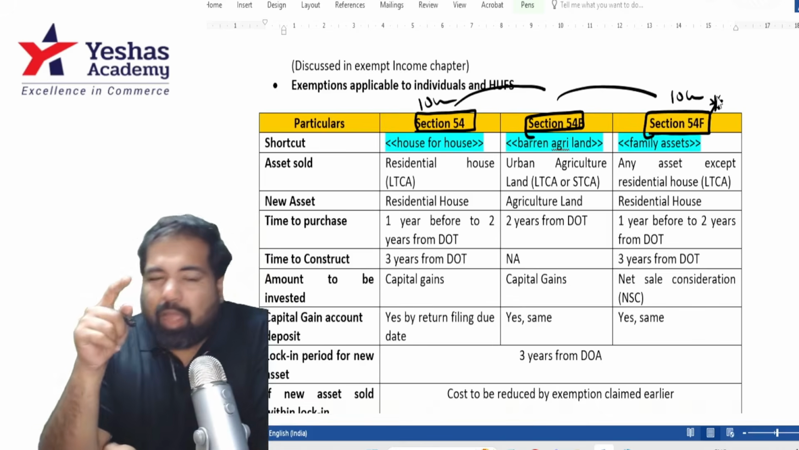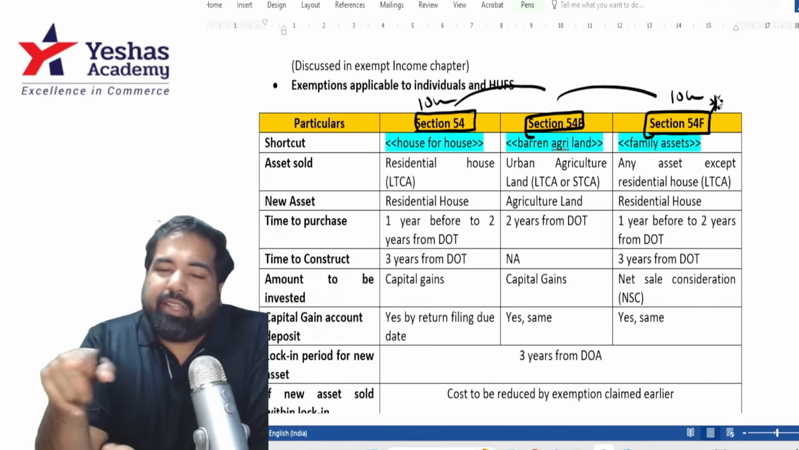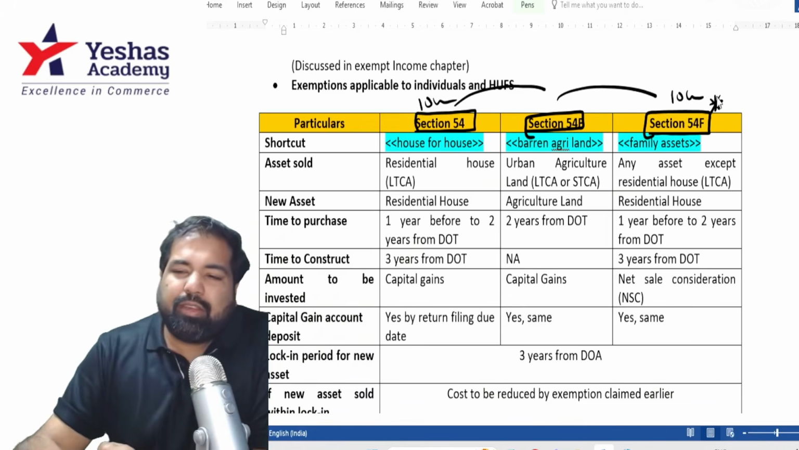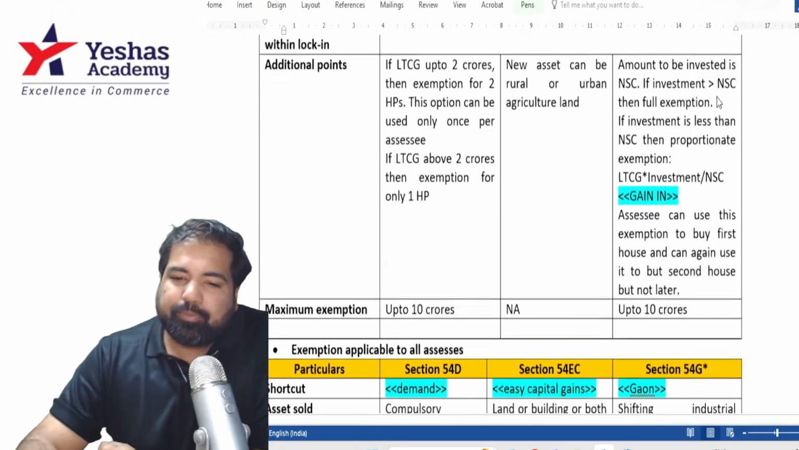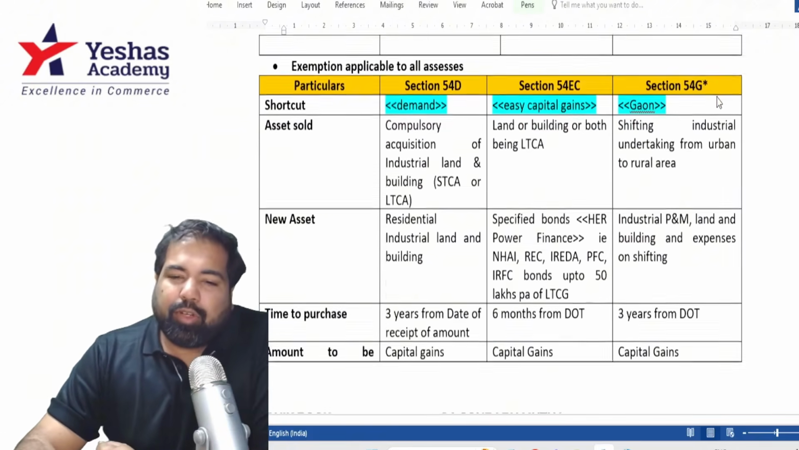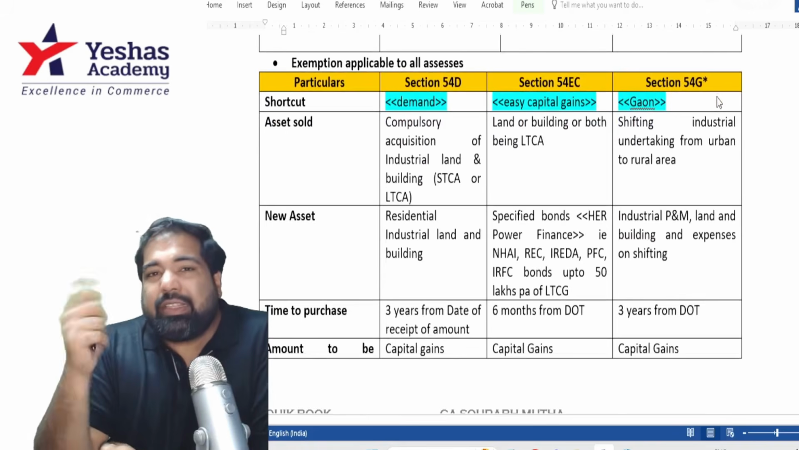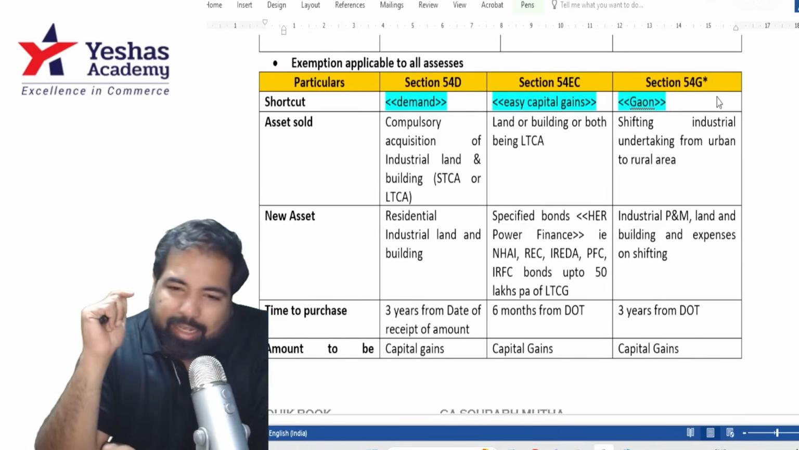If I get the money after minusing expenses, what is that amount? That is the net sale consideration. That is what I need to invest. So basically 54F tells me to invest a little higher. And these new assets have to be kept for 3 years at least. If you sell it within 3 years, then whatever gain was exempted will be taxed again indirectly.